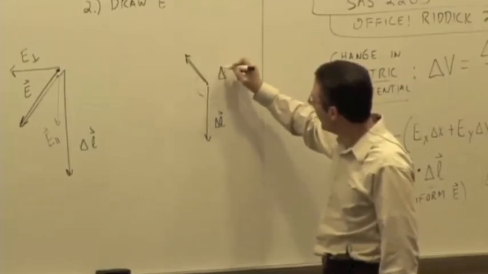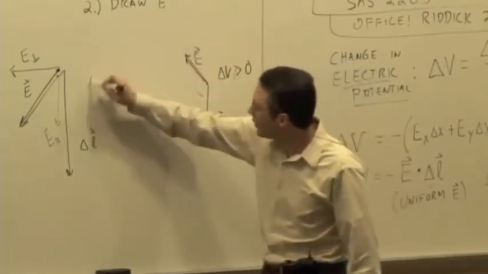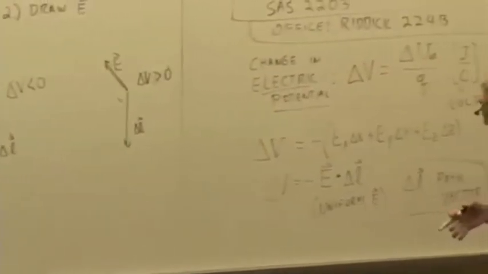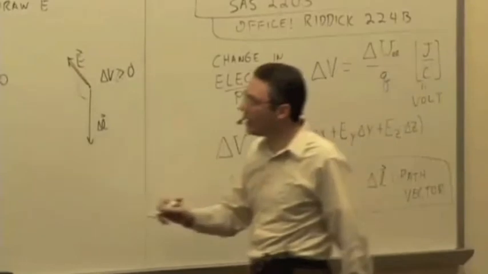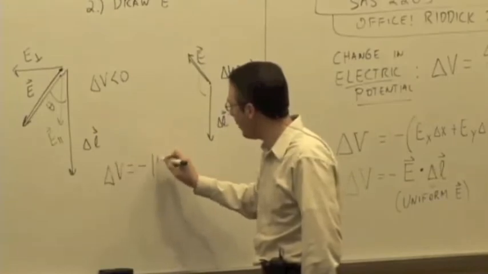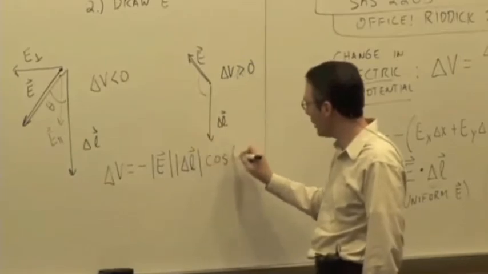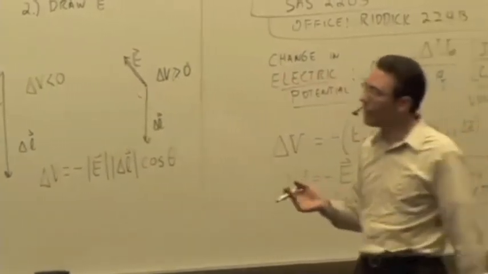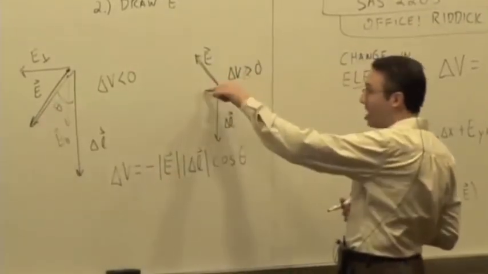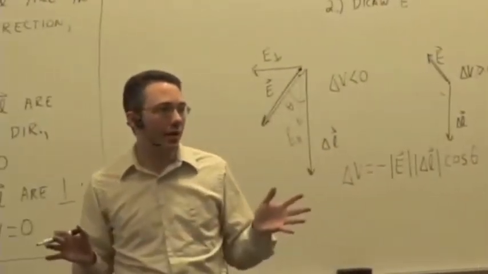then this delta V would be greater than 0. This delta V would be greater than 0. This delta V would be less than 0. So there are always ways to break up the result to check it. The other way we can think about it is the angle. If that's theta, then delta V is negative the magnitude of E times the magnitude of delta L times the cosine of the angle between them. In this case, the cosine is positive, so you get a negative delta V. In this case, the cosine is negative, so you get a positive delta V. Questions on this?